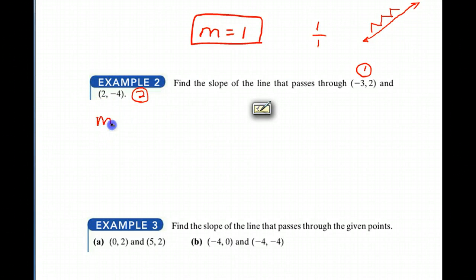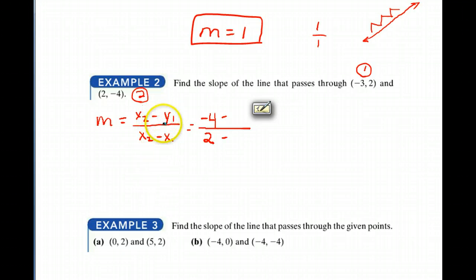So we're now going to start plugging into the formula. We have m equals y2 minus y1 over x2 minus x1. We are now going to pull from ordered pair 2 in order to plug in x2 and y2. So the x coordinate was 2, the y coordinate was negative 4. I then put in my 2 minus signs from the formula so that I don't forget about them, and then I plug in the x and y from ordered pair 1.